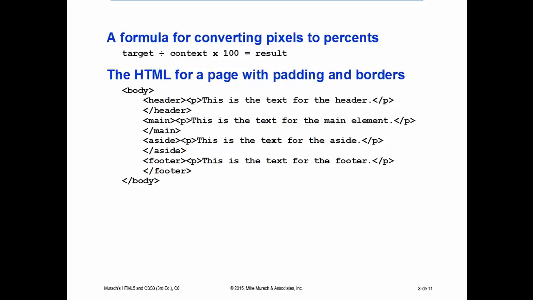They give you a formula. This is on pages 288 and 289 for converting pixels to percents. And they say that if you've already developed a web page with fixed widths, you need to know how to convert those widths in pixels to widths in percents, and that you use that formula that's at the top of the screen there.